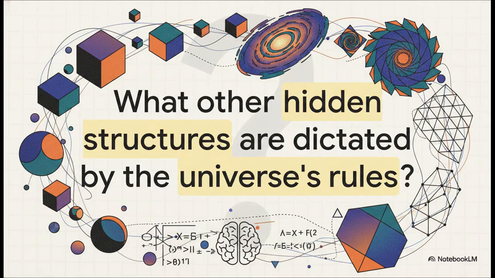And this leaves us with a final, pretty mind-bending thought. If something as basic as the order of operations can literally build dimensions from scratch and force nature into using specific geometric patterns, what other fundamental structures of our reality are just sitting there, hidden in plain sight, dictated by simple rules we haven't even thought to question yet?